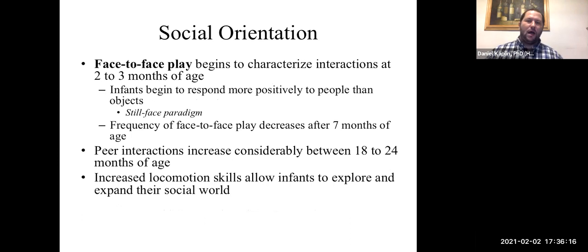Now, when we talk about play, face-to-face play starts to happen at about 2 to 3 months. We do peekaboo. We see that kids respond well to faces. They like faces over objects, and we've done research on that. Now, face-to-face play decreases after about 7 months, and then it shifts to peer interactions that increase between 18 months to 24 months, when they're starting to walk and run, and they could go to the playground. So that increased motor ability opens up a world of opportunities for them so that they can be more social.